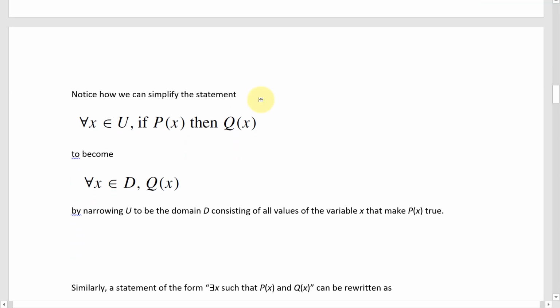It's something I want to point out, how you can simplify a statement that has this form into a statement that has this form. If we say, for every x that's an element of the set U, if p of x, then q of x, that statement is logically equivalent to just saying, for every x element of some other set D, q of x is true, by just narrowing the set U to be just the domain D, consisting of all the values of the variable x that actually made P true.